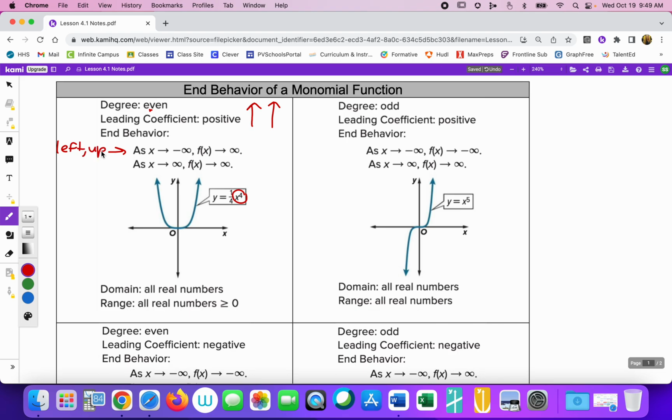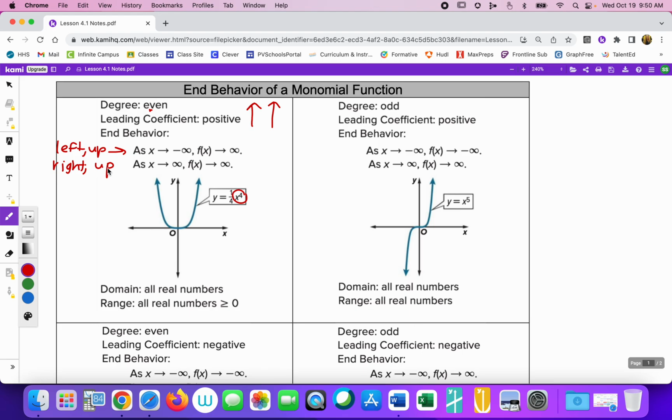Is that true? Left side of the graph is going up. Now the right side of the graph is also going up. So that's as x approaches positive infinity, going to the right, f of x or y is also going up. So this means right and up. Okay. So if it's an even power, they're either both going up or both going down, depending on if the leading coefficient is negative.